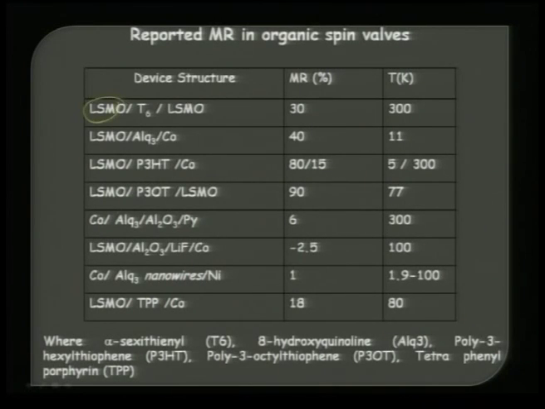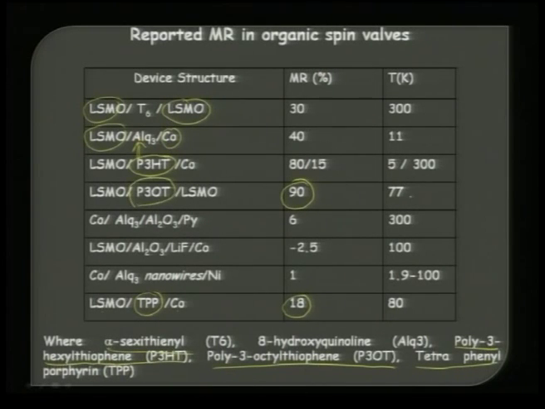I can actually take two ferromagnets and put T6, which is sexithiophene, or you can take two ferromagnetic electrodes and put an organic molecule like Alq3 or P3HT. P3HT is here, that is poly 3-hexylthiophene, or you can use P3OT, or you can also use phenyl porphyrin, where a ferromagnet and another ferromagnet are there. An MR ratio of the order of 18% can be achieved using porphyrin, and an MR ratio of up to 90% can be achieved using P3OT, but at lower temperature.